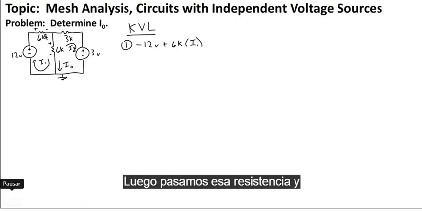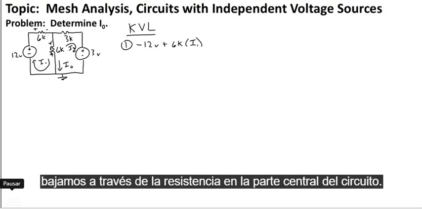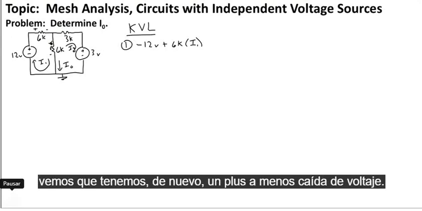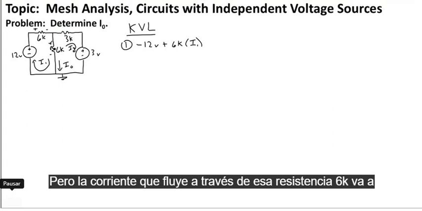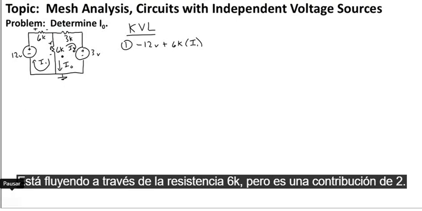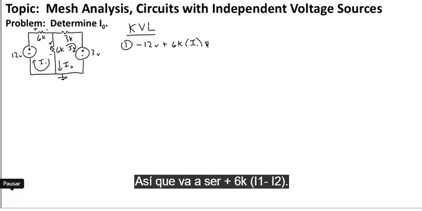We then pass that resistor and come down through the resistor in the center part of the circuit. Again, we have a plus to minus voltage drop, but the current flowing through that 6 kilo ohm resistor is going to be I1 minus I2, because I2 is flowing in the opposite direction. It's flowing through the 6 kilo ohm resistor, but it's a contribution from loop 2. So it's going to be plus 6K times (I1 minus I2).